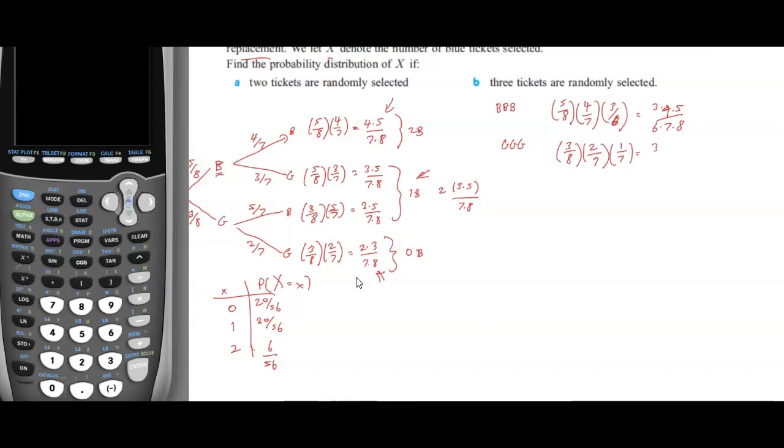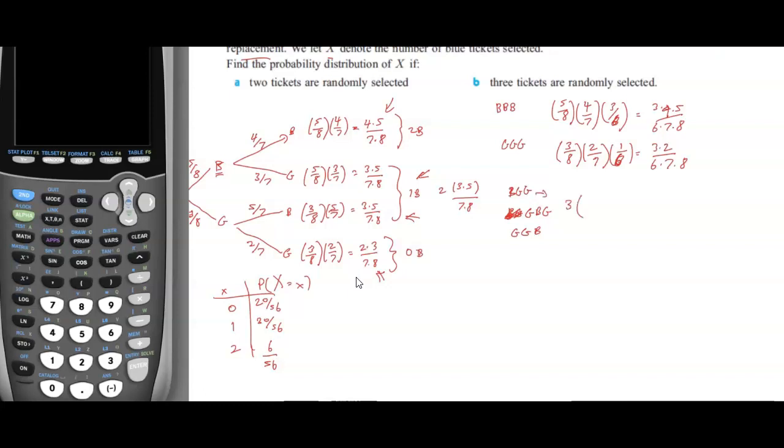So that would be 3 times 2 divided by, this would be 6. 6 times 7 times 8. What about 1 blue? 1 blue could be drawn blue, green, green, or green, blue, green, or green, green, blue. And remember, from what we saw here, any one of these three, even though they're three different orders, is going to have the same probability. So we just need to find one of these and then multiply it times 3.